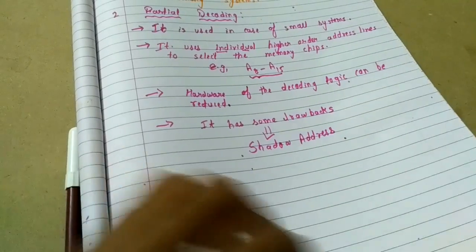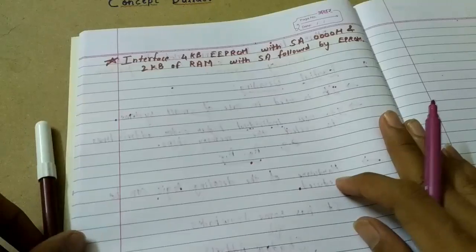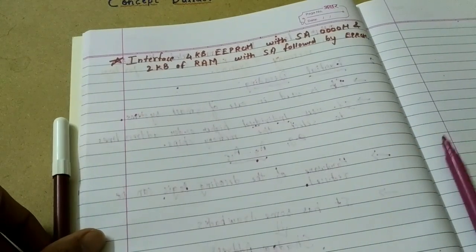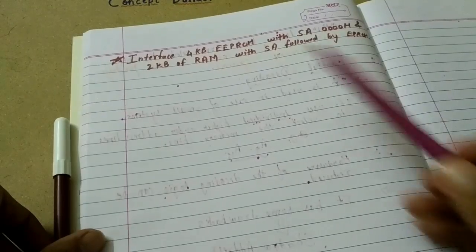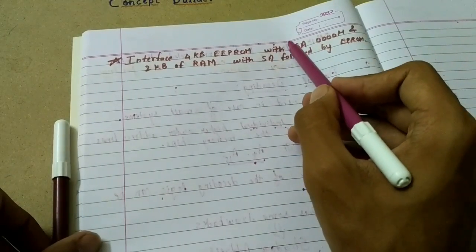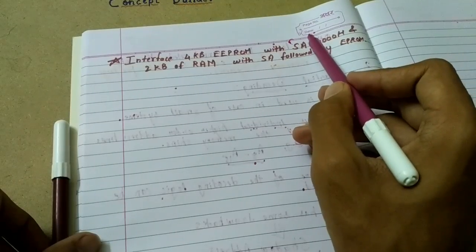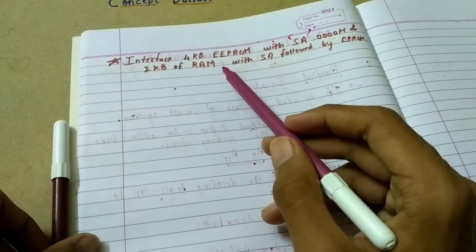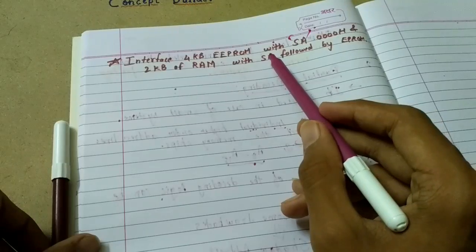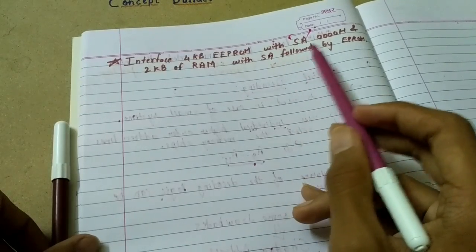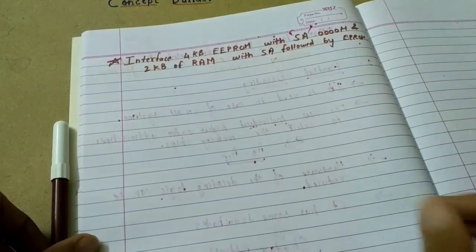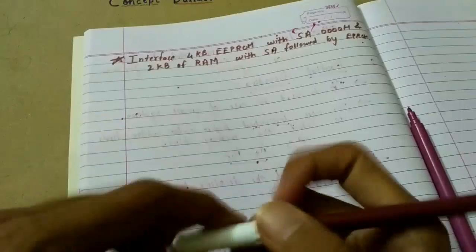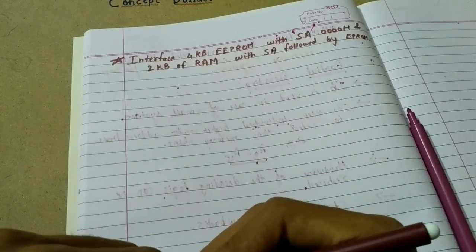Now we will discuss one pretty good example based on memory interfacing. The example is: interface 4 KB of EEPROM with starting address (SA stands for starting address) 000H, and 2 KB of RAM with starting address followed by the EEPROM. The question is clear. Now how to proceed step by step.